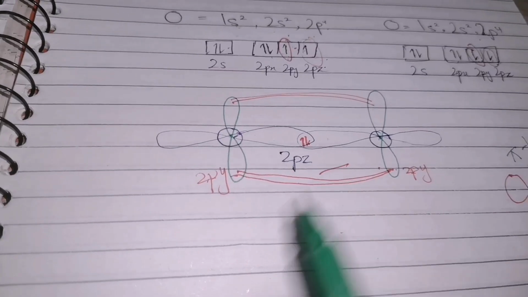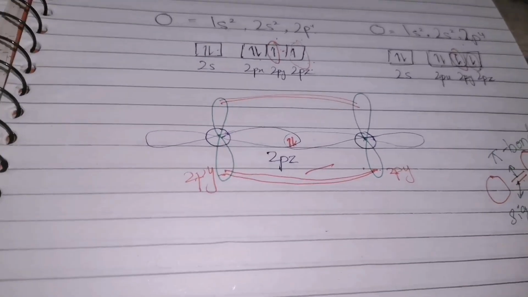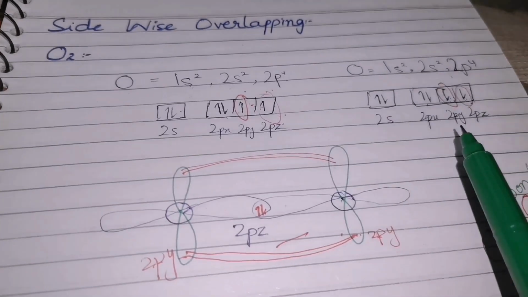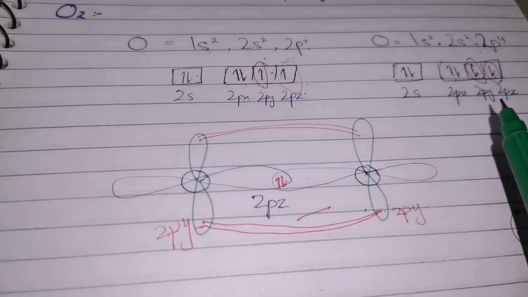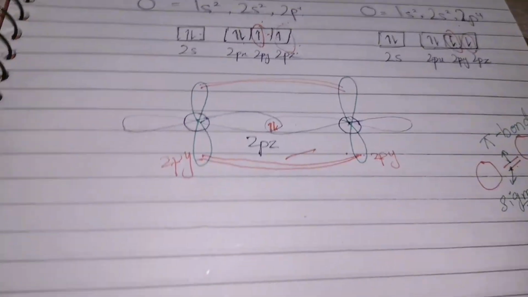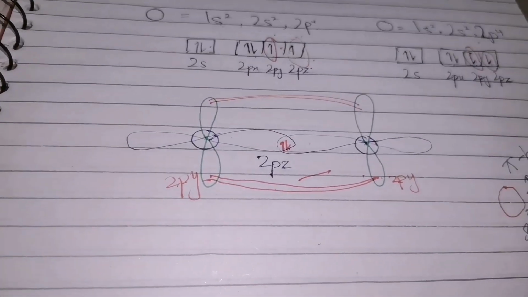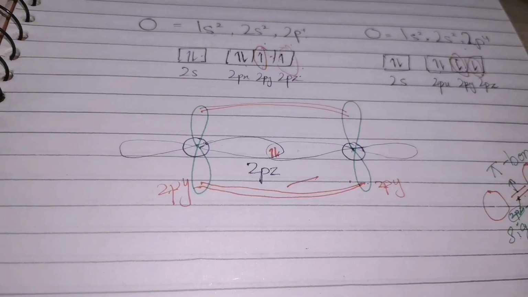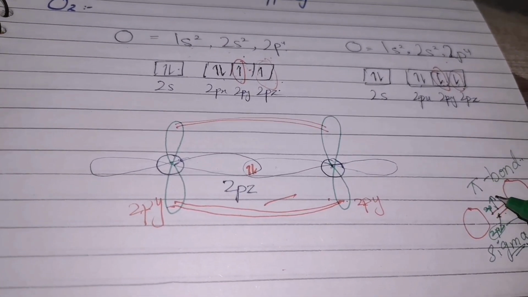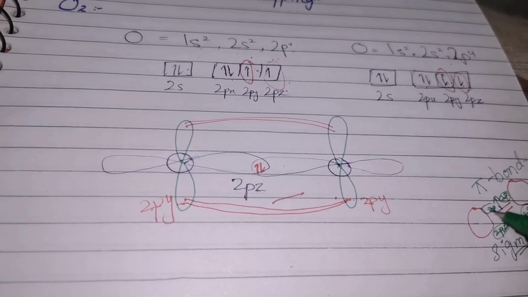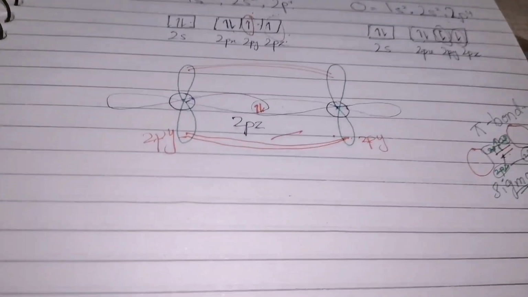Now between which orbitals the sigma bond is formed? It is formed between 2p of this oxygen and 2p of this oxygen, and the pi bond is also formed between 2p of this oxygen and the 2p of other oxygen. So we can write here 2p means the bond is formed between 2p, and we can also write here 2p and 2p means here the bond is also formed between 2p and 2p.